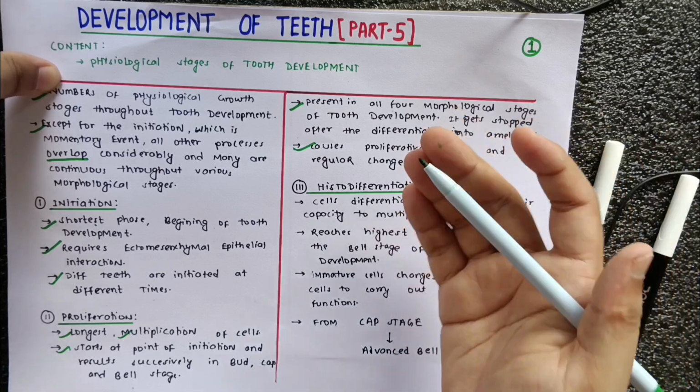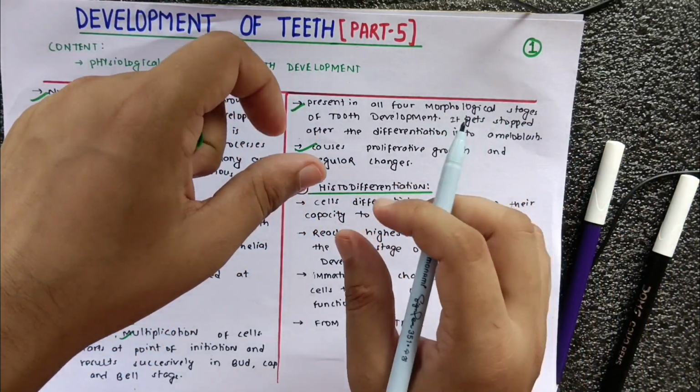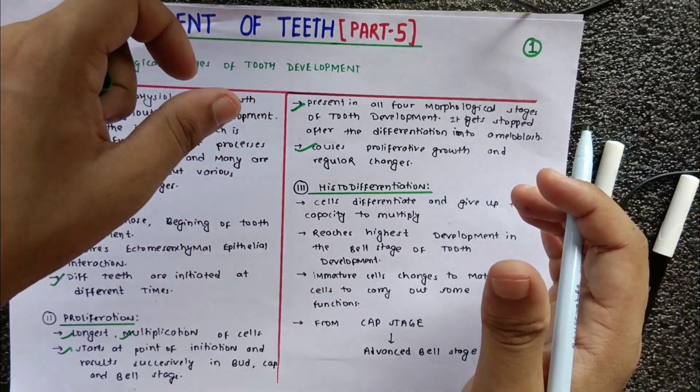As I have discussed in the cap stage video, due to the differential growth at the subapical loop especially, there is a formation of the cap like structure.